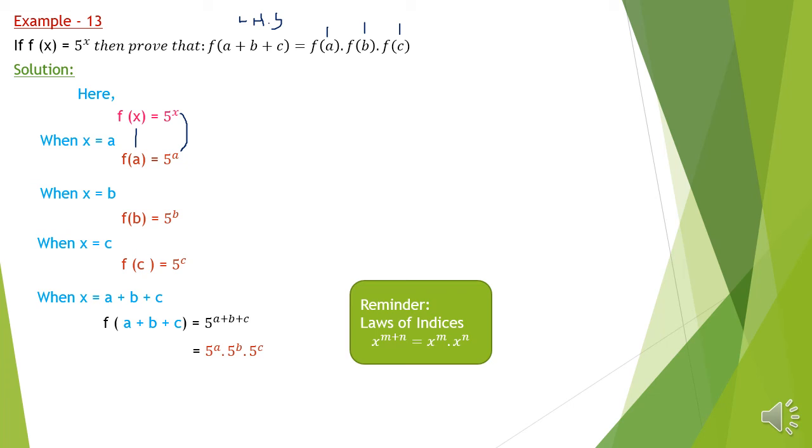f(a), f(b), f(c). We can just see f(a) is 5 to the power a, 5^b, 5^c. You can see 5 to the power a is f(a), 5 to the power b is f(b), 5 to the power c is f(c). This is a very important question.